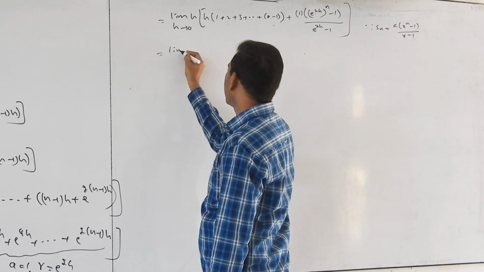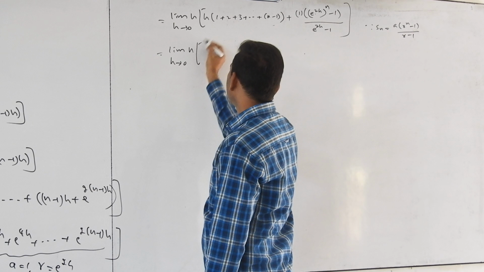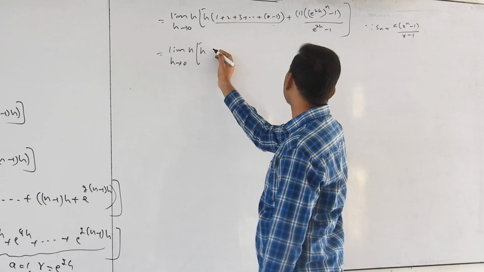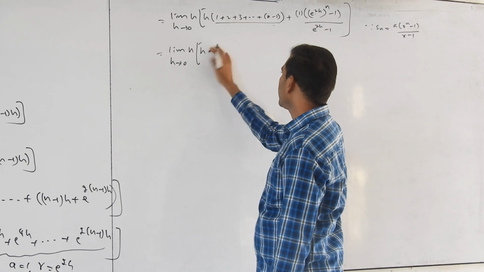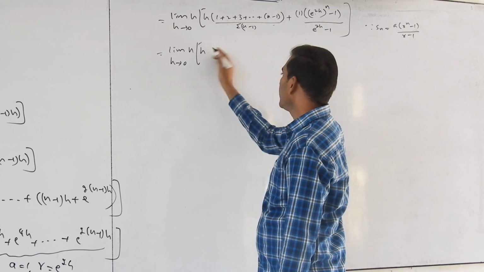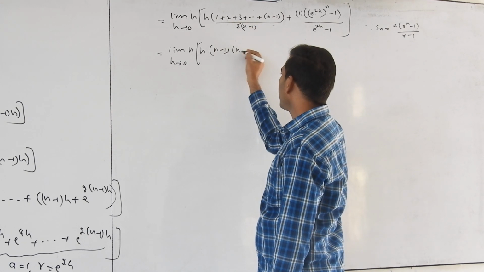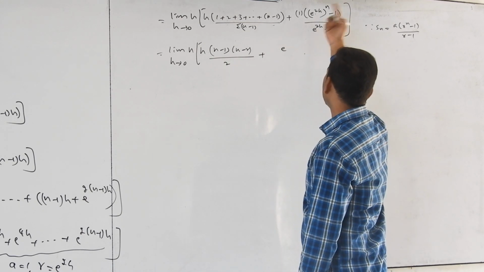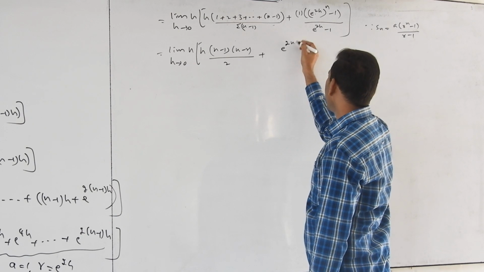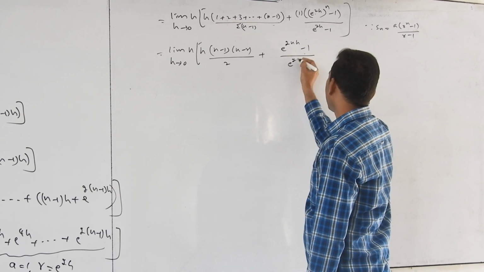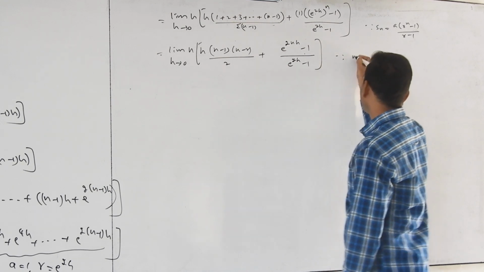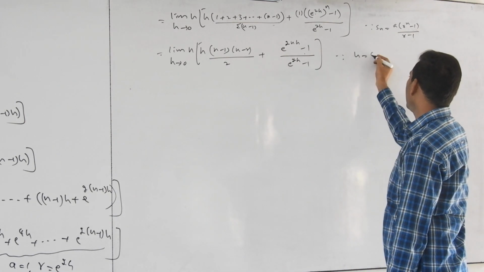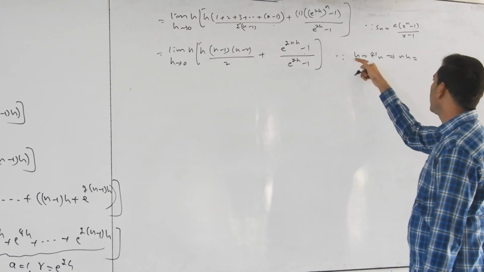Now limit as h tends to 0 of h into [the summation of n minus 1, I think you know already: (n minus 1) into (n minus 2) by 2, plus (e power 2h) whole raised to n, that is e power 2nh minus 1, by e power 2h minus 1]. Now h is equal to 4 by n. Therefore nh is equal to 4.